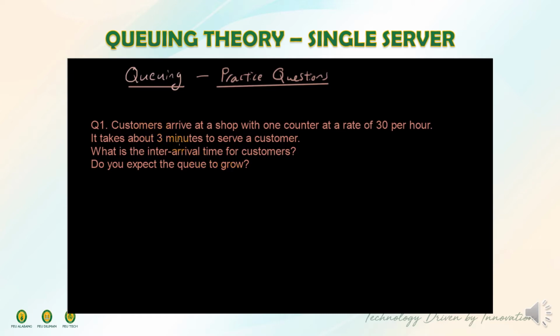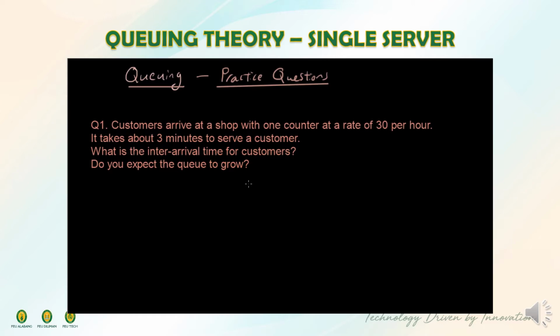Customers arrive at a shop with one counter at a rate of 30 per hour. So 30 customers arrive at the shop per hour, and the shop only has one service point. It takes about 3 minutes to serve a customer. What is the inter-arrival time?